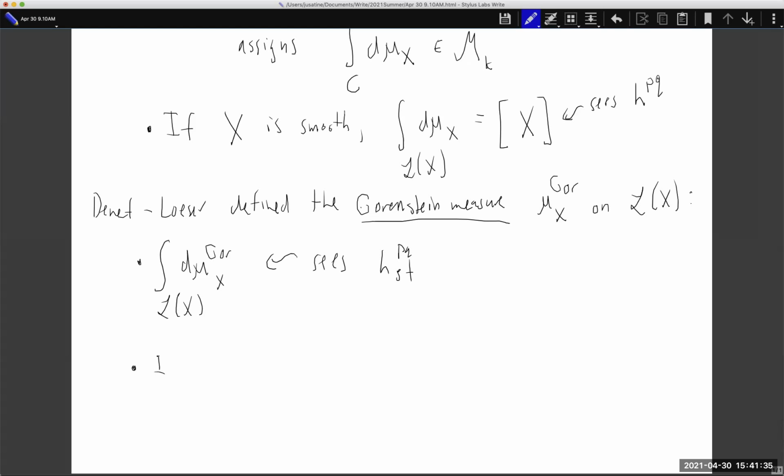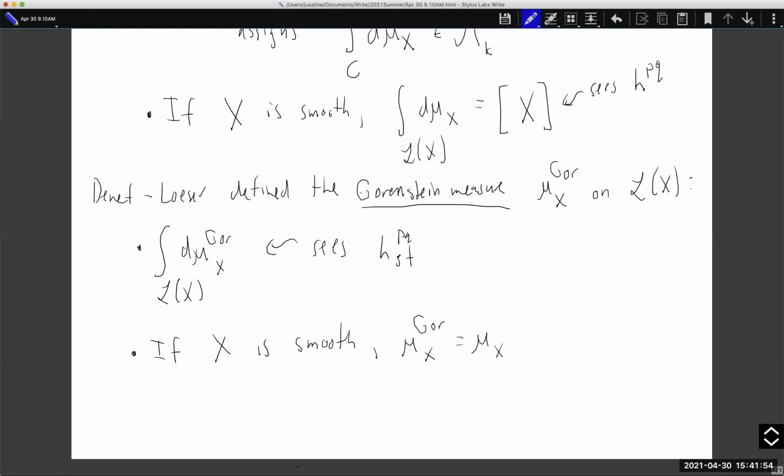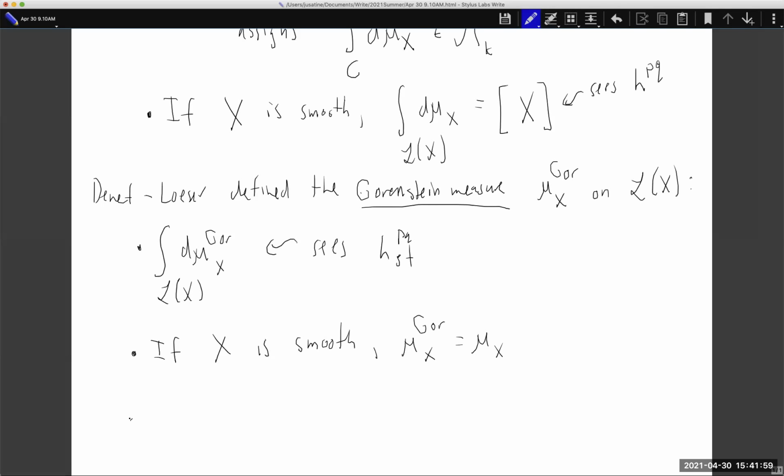So it turns out, if X is smooth, the stringy Hodge numbers are just the usual Hodge numbers. And in fact, if X is smooth, then this Gorenstein measure is just the usual motivic measure. But better than that, we had this statement about how the stringy Hodge numbers are reading off the Hodge numbers of any Crepant resolution, and this Gorenstein measure is doing the analogous thing.